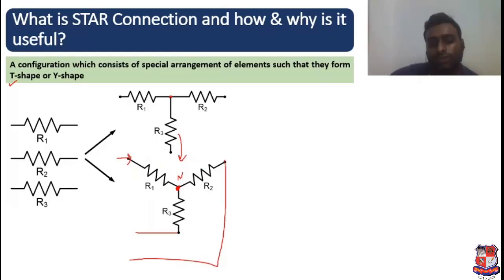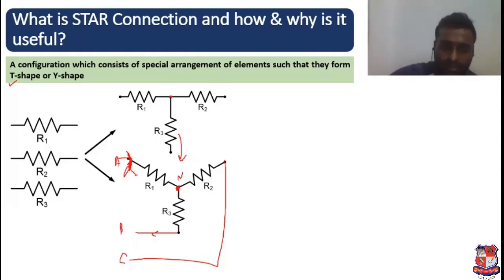So when current flows over here, suppose this is phase A, this is phase B, and this is phase C. Then current IAN will be equal to IAB. It means line current is equal to phase current.